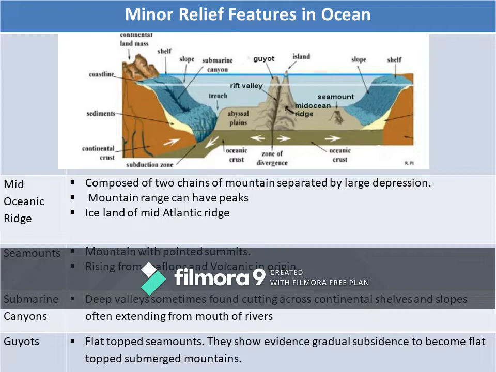Submarine canyons are the deep valleys found cutting across the continental shelves and slopes. The Hudson Canyon is the best known submarine canyon in the world. Guyots are the flat top seamount. See, earlier we had discussed about the seamount. They are the mountain with pointed summits, but guyots are the flat top seamount, and this shows the evidence of gradual subsidence through stages to become flat top submerged mountains.